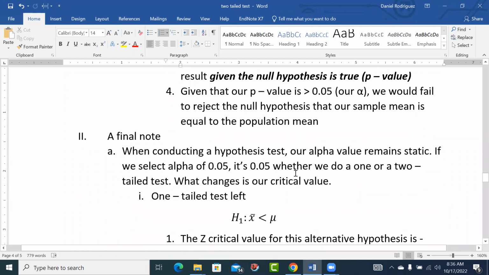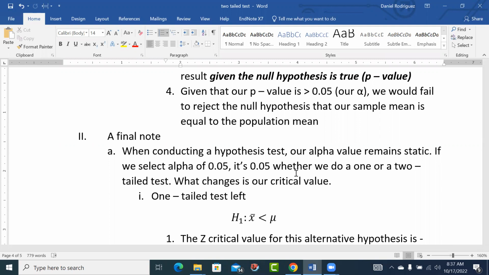A couple of final notes here. When conducting a hypothesis test, our alpha value, as you saw, remains static. It's 0.05 if that's what we chose. Remember, alpha is your choice. So the heuristic is to choose 0.05, but you don't have to choose that. Just remember that, but you always have to justify why you do things, because most people are locked into this 0.05 and they don't want to choose something different. They think that's it, or else you'll get in trouble.